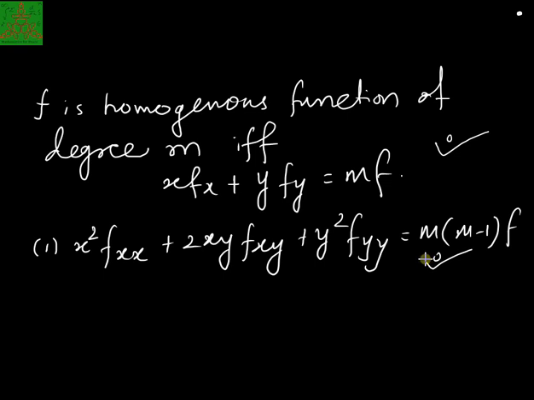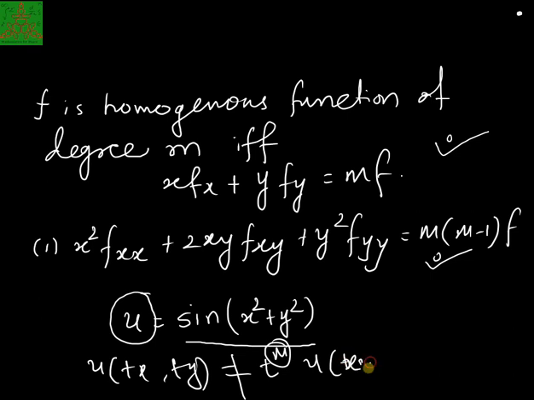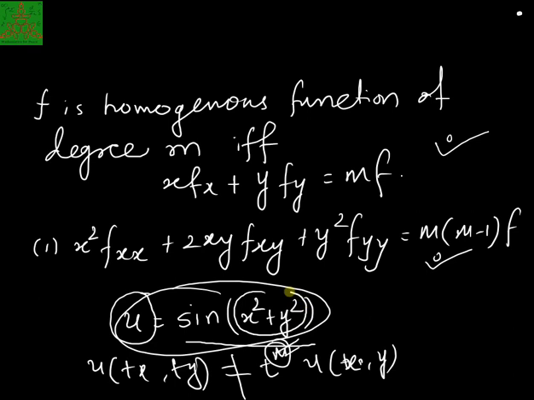Now the question is, if you have the function given as u equal to sine of x square plus y square. Note that this u is not a homogeneous function, because if you check u of tx, ty, it will not be equal to t power m for any m. So that's why this u is not a homogeneous function. But this function, x square plus y square, is a homogeneous function of degree 2. So here the situation is of this type: u is some function of z, where z is a function of x and y.